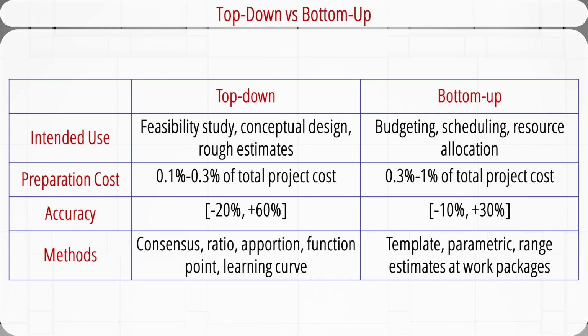The bottom-up methods are best for budgeting, scheduling, and resource allocation purposes that require accurate estimates of time and cost. Because the level of effort involved for estimating is high, the preparation cost is high, typically between 0.3% and 1% of the total project cost. But the accuracy is high, between negative 10% and positive 30% of the target. Commonly used bottom-up methods are template, parametric, and range estimates starting at the work package level. A project manager should carefully weigh the pros and cons of these methods before finally picking one that will work for their project.